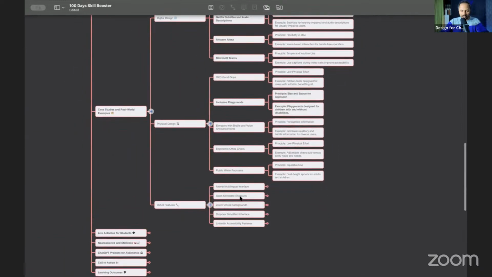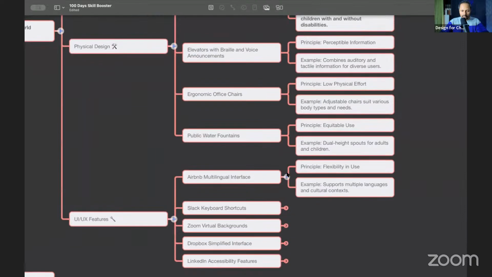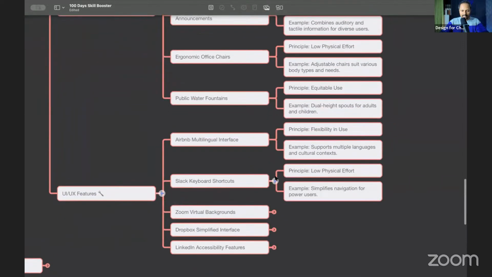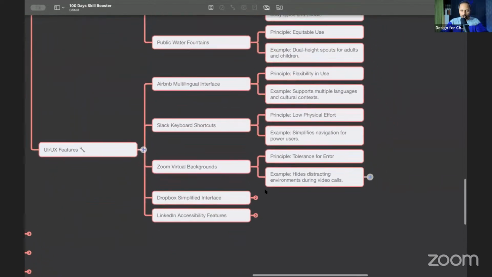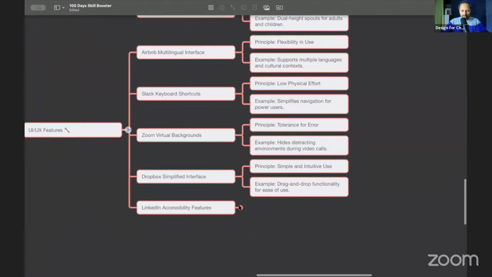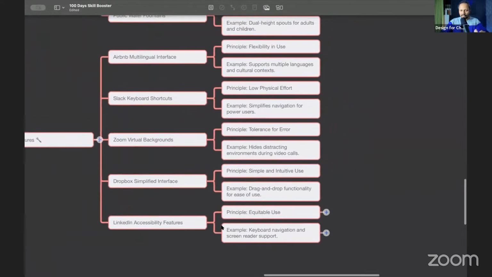If you take UI UX, I'll give you some more examples. Airbnb multilingual interface, Slack keyboard shortcuts, Zoom virtual background, Dropbox simplified interface, and LinkedIn accessibility features. How many of you have used the LinkedIn accessibility features? Keyboard navigation, screen reader support. It's there for most applications, but yeah, these are some of the common things you can use.